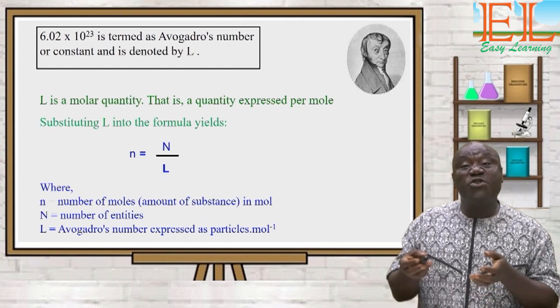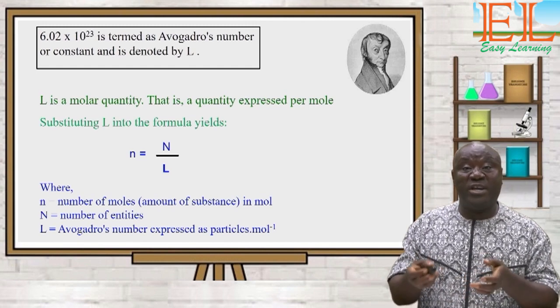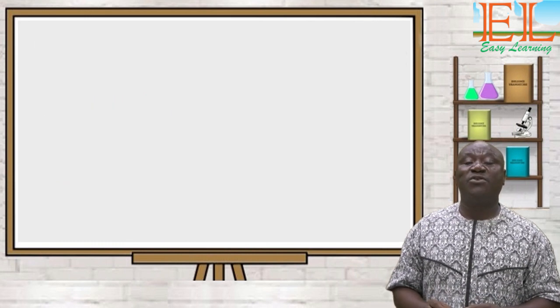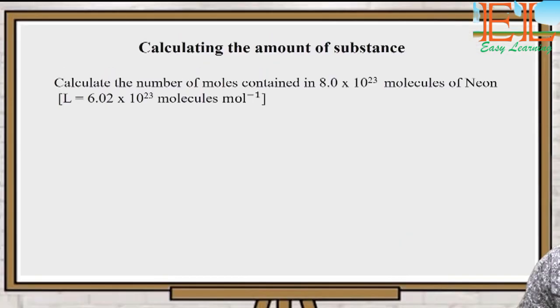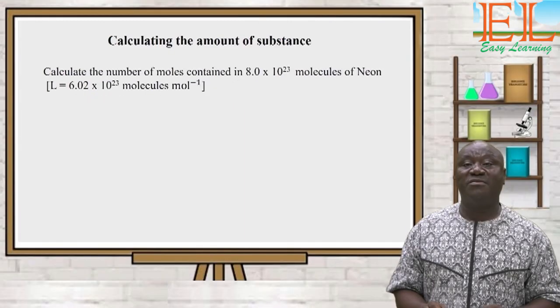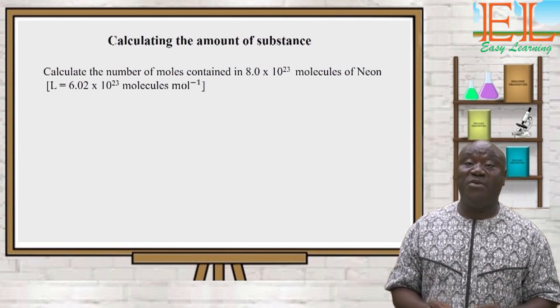Let us see how we can use this formula to solve a question. So take your pens and paper and solve this question. Calculate the number of moles contained in 8.0 times 10 raised to the power 23 molecules of neon, given that uppercase L is equal to 6.02 times 10 raised to the power 23 molecules per mole. You have 20 seconds to present your work.